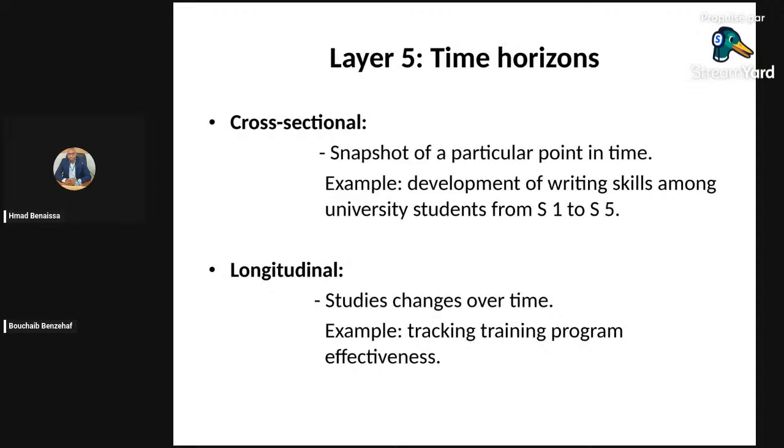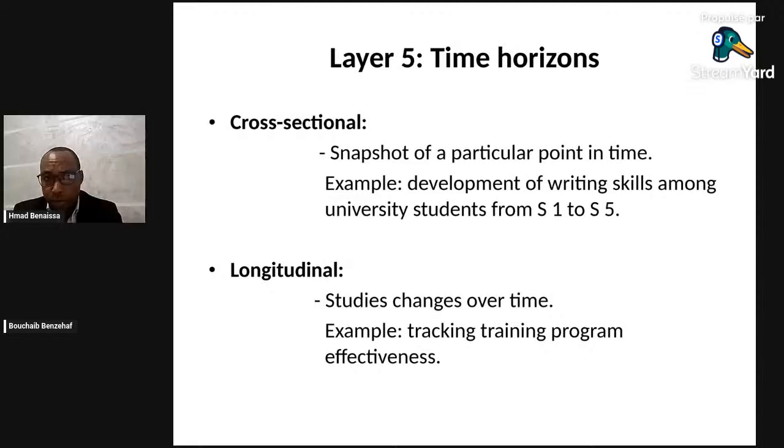On the other hand, in longitudinal research, to study the same topic, the development of writing skills among university students, you start with a group of S1 students and you continue with them until they reach S5. So longitudinal is long, cross-sectional is short, practical. Longitudinal is long, but it provides us with accurate information about the developments, because we track the same group and not different groups. So while cross-sectional research offers efficiency and practicality, longitudinal research provides richer insights into changes and trends.